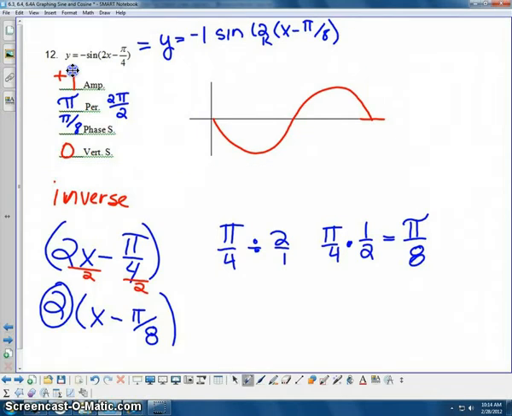So I want you to indicate that instead of starting at 0 here, we usually start at 0, we're going to start at pi over 8. So our phase shift changes where we start. You need to indicate that you start at pi over 8. Now, our cycle needs to happen in pi radians. This cycle right here needs to happen in pi radians.